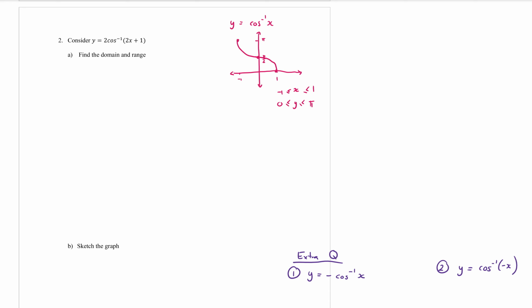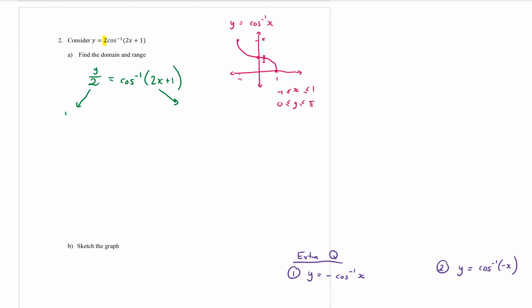So the first thing is we need our trig function by itself. So this 2 is in the way. Just like last time, I need to divide that away. So that means I'm going to have y over 2 equals inverse cos of 2x plus 1. Okay, so this side's going to give me the range, and this side's going to give me the domain. So my range, I'll start with range this time since it's on the left.